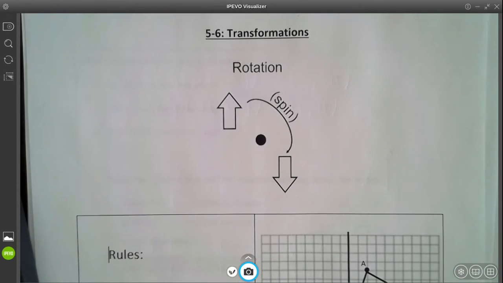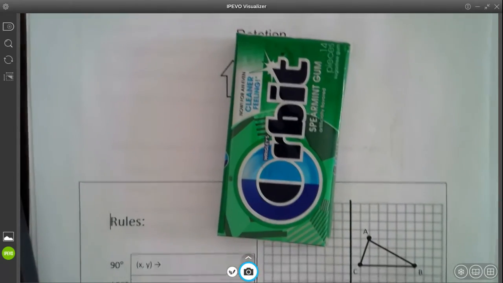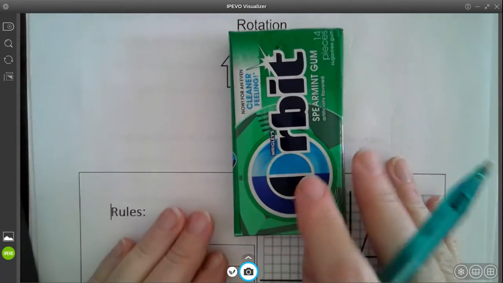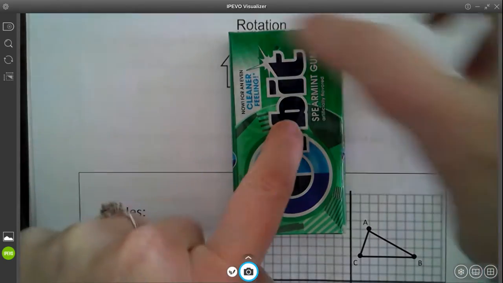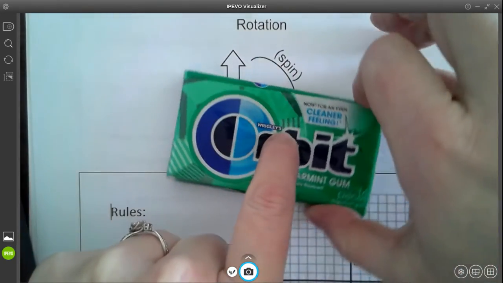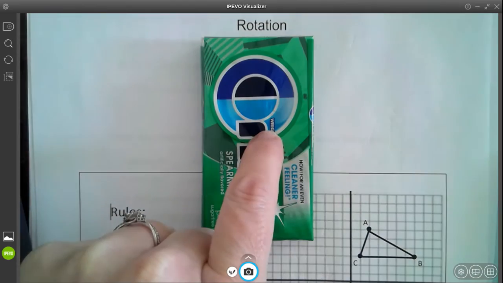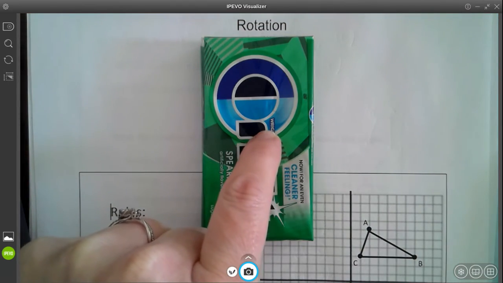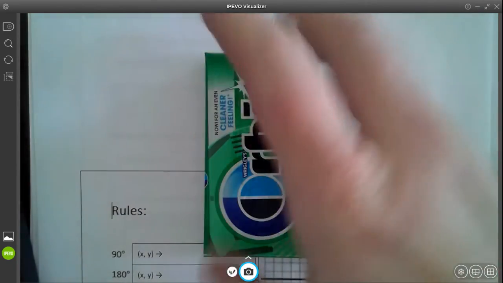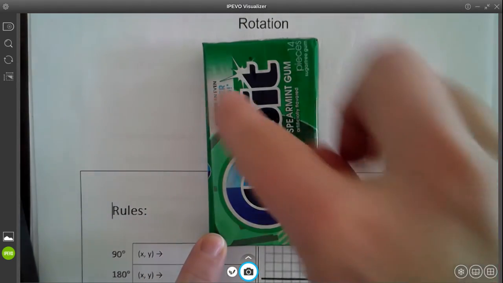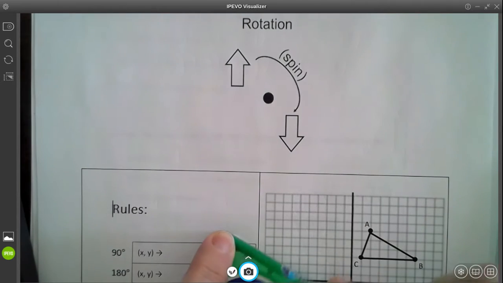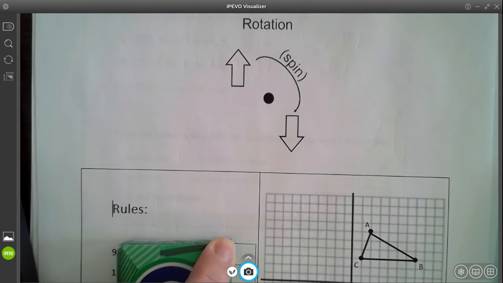So if we were to take an object, like for example, let's say I just take this pack of gum, and I were to place it here, and I were to pick the center as the point of rotation, and I were to turn it 180 degrees, which is halfway around, it would end up looking like this. Now if I were to pick, for example, this corner and rotate it 180 degrees, it would end up in a different location, right?